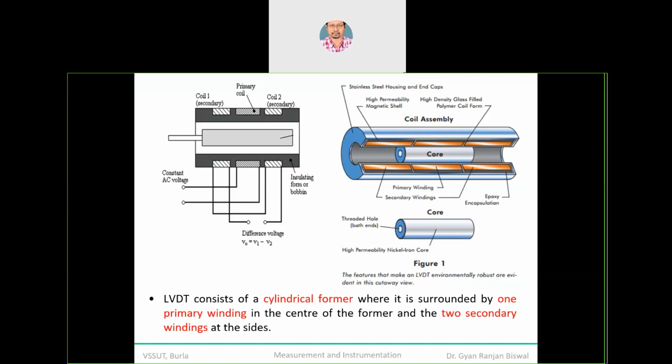Then the housing is made of stainless steel. It is mentioned as stainless steel housing and end caps, which doesn't allow any external ingredient to flow through it. This housing holds the primary winding in the center and the pair of secondary windings on both sides. And this core is actually made of a high density glass filled polymer coil form, which gives you a very high degree of accuracy.